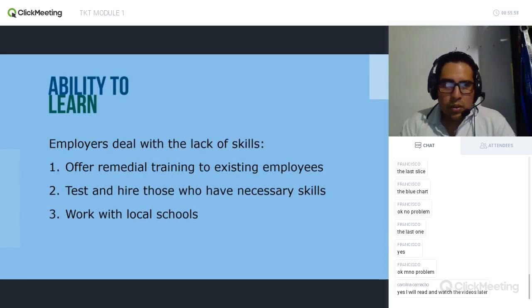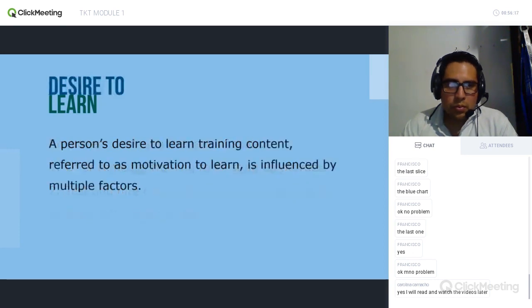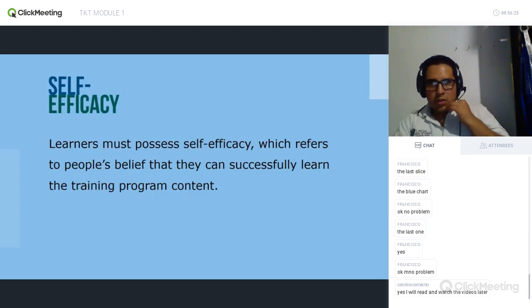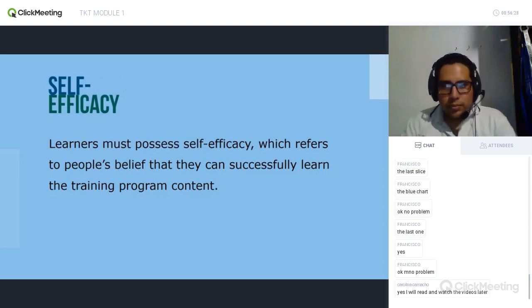Employers might deal with the lack of basic employee skills in several ways. First, offer remedial training to existing employees who need it. Second, test and hire workers who already have those necessary skills, or work with local schools to help provide better education for potential hires for jobs. A person's desire to learn training content, referred to as motivation to learn, is influenced by multiple factors. Learners must possess self-efficacy, which refers to people's belief that they can successfully learn the training program content. For learners to be ready for and receptive to training content, they must believe that it's possible for them to learn the material.